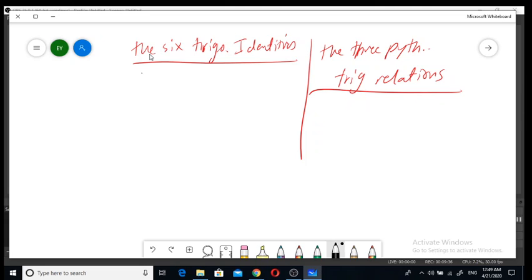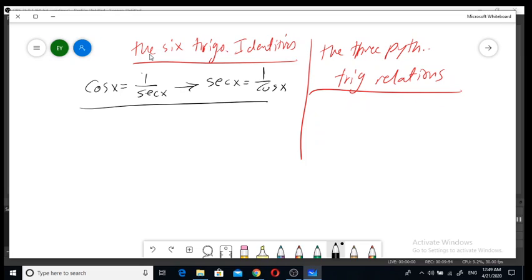First, we have studied before that cosine x is equal to 1 over sec x, and sec x, the reciprocal of cosine x. So sec x is equal to 1 over cosine x. And also we have studied before that sine x is equal to 1 over cosec x. So cosec x is equal to 1 over sine x.